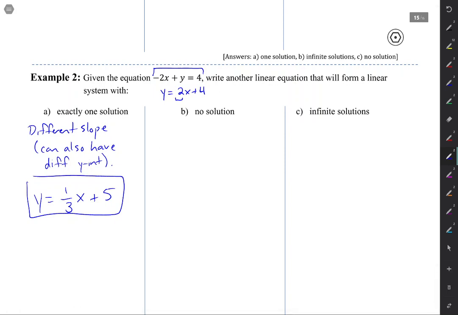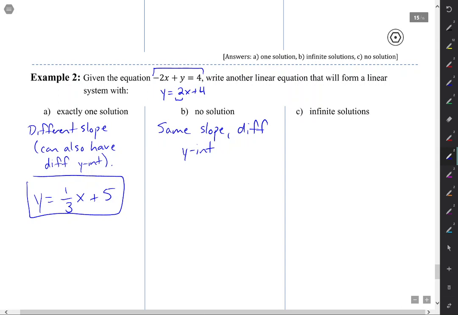Now, if it has no solution, that means the two lines have to be parallel to each other. So in other words, they're going to have the same slope, but different y-intercepts. So if we were to write an equation like that, the same slope would be 2x, and then we need a different y-intercept than 4, so we can just pick, I don't know, plus 3. Sure, so these two lines have the same slope but different y-intercepts, so they are never ever going to meet.